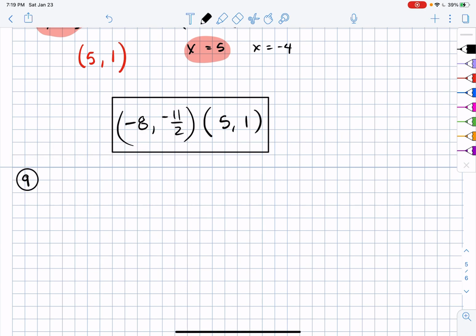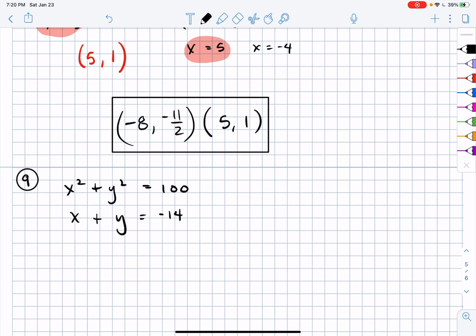All right, so 9. What does 9 say? Oh, the sum of the squares of 2 numbers. So if I square the 2 numbers and then sum them together, I got x squared plus y squared. That's equal to 100. And then it says the sum of 2 numbers is equal to -14.